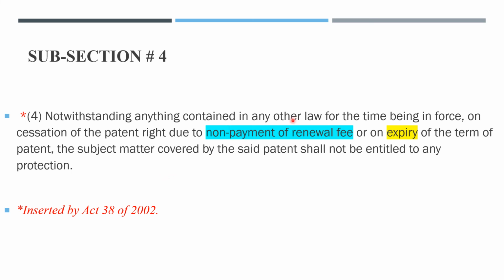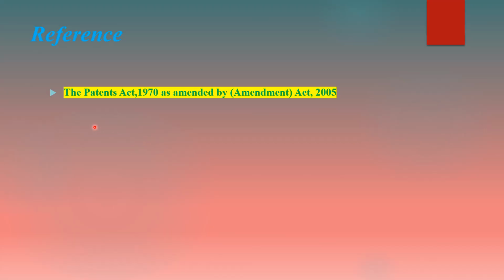That means under these two conditions, the patent right will cease either due to non-payment of renewal fee or due to the expiry of the term of the patent. And here the patent will not be under any protection. That's all, friends. So all the subsections of section 53 are completed. The reference is the Patents Act 1970 as amended by Amendment Act 2005.